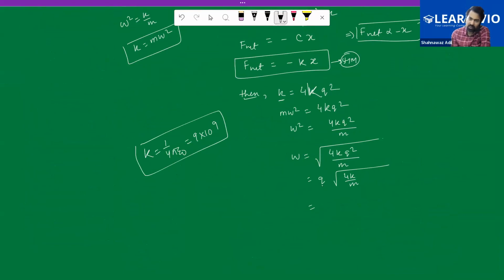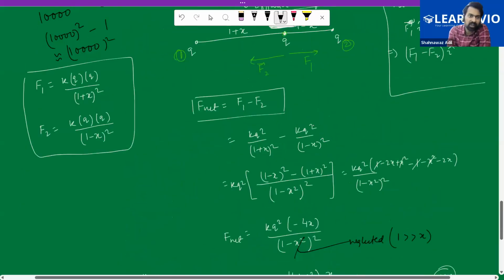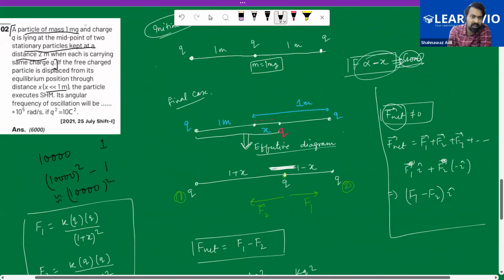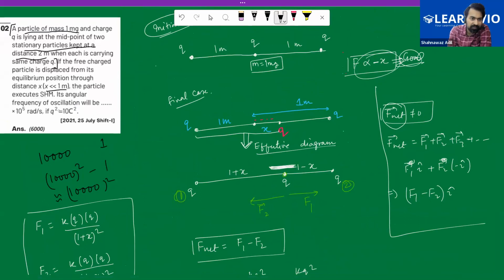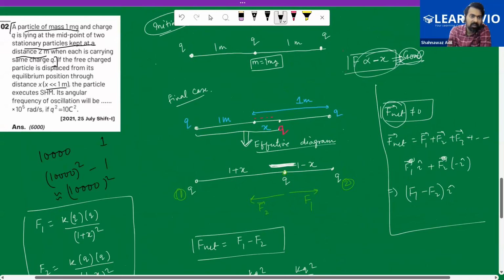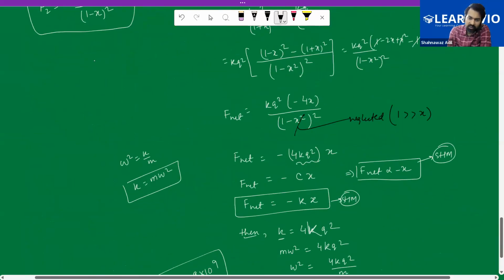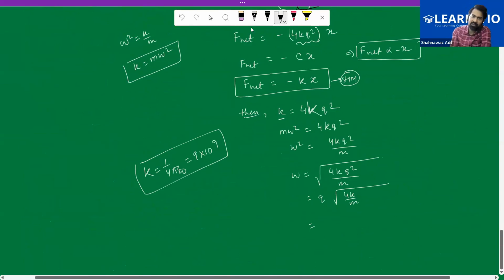So this Q, what is the Q value that they have given? Charge Q is lying at the midpoint. If Q square is 10 Coulomb square, so Q square is given, so we'll put this value. Let's put Q square, which is 10 C square, right? And mass is 1 milligram. So we should not take this outside; we will put this value.